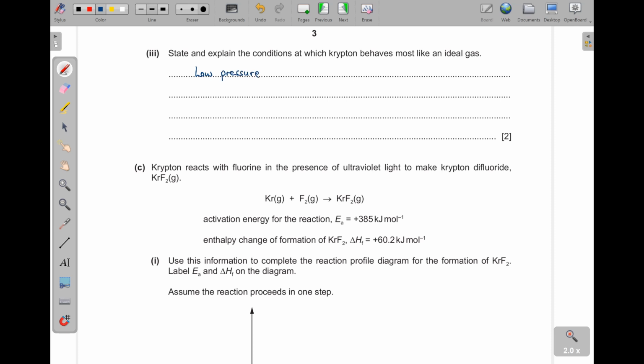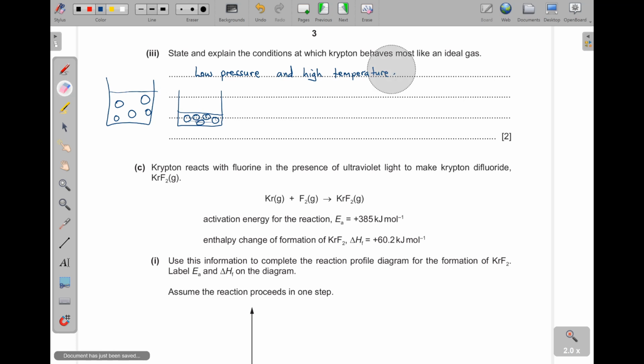Remember, when you increase the pressure, let's say you have these particles here like that. Then when you increase the pressure, now you have many particles per unit volume. So they are close to one another, and the intermolecular forces of attraction become significant. You see that? So we must have low pressure and high temperature. Because for high temperature, this completely breaks down the intermolecular forces of attraction.